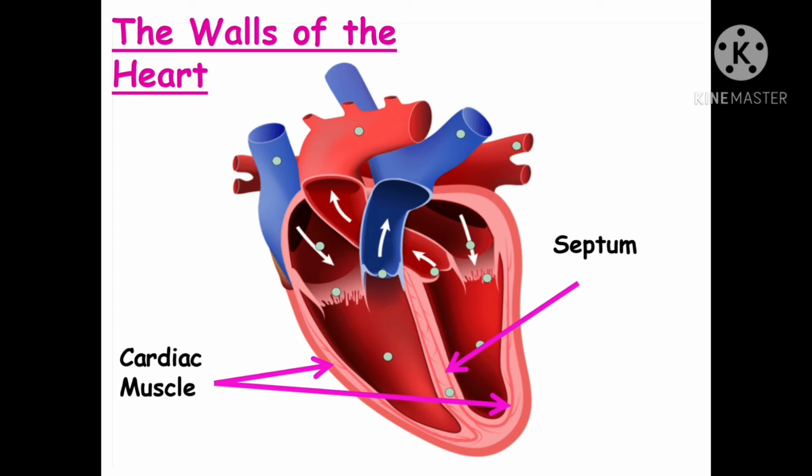Now, it's bigger on the left-hand side than it is on the right because the left-hand side of the heart has got to pump it further. So it's got to increase the amount of pressure and the distance that the blood has to flow. The right-hand side has only got to pump it to the lungs. Now, the lungs are really close to the heart, whereas the left-hand side has to pump it all the way around the body.